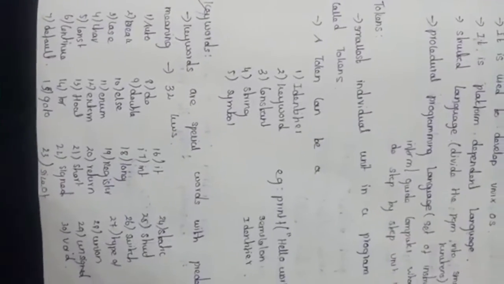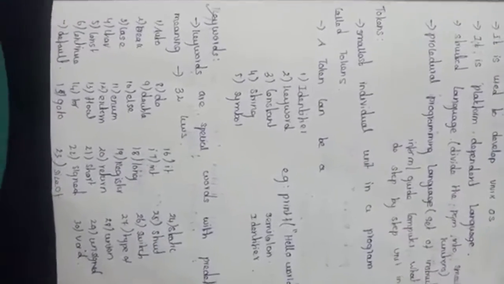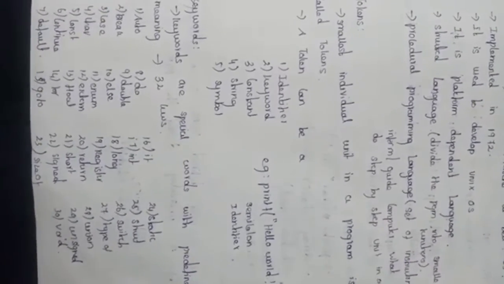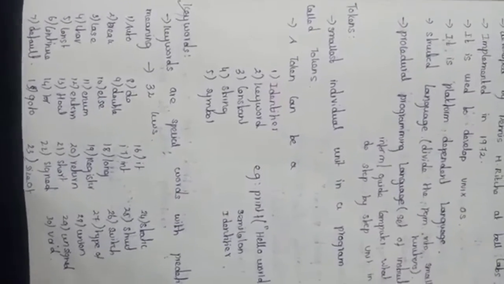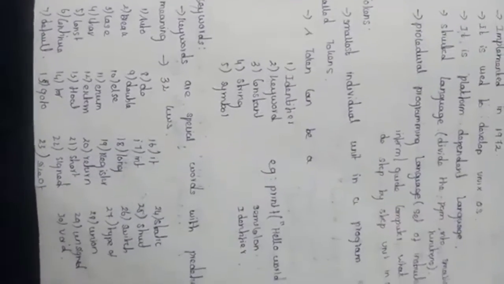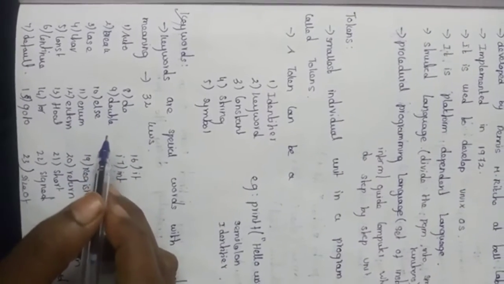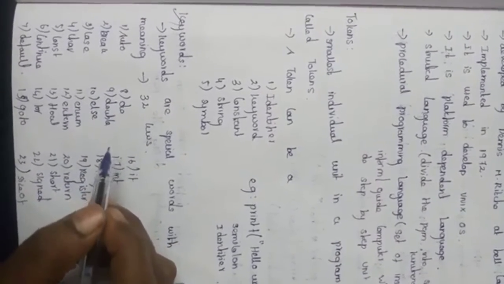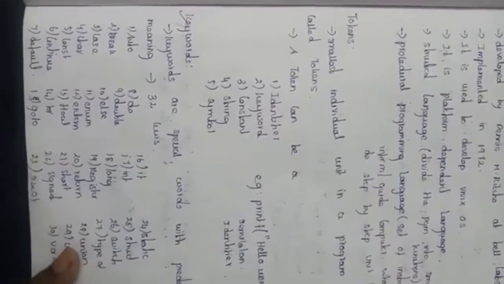And then keywords. Keywords are special words with a predefined meaning. There are 32 keywords available. I have written some keywords here: auto, break, case, char, const, continue, default, do, double, else, etc. These are all keywords, special words with predefined meanings.